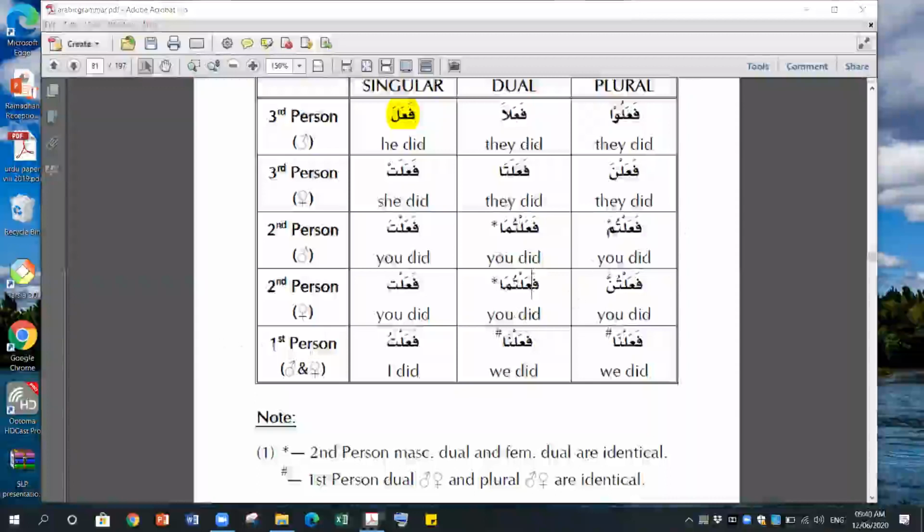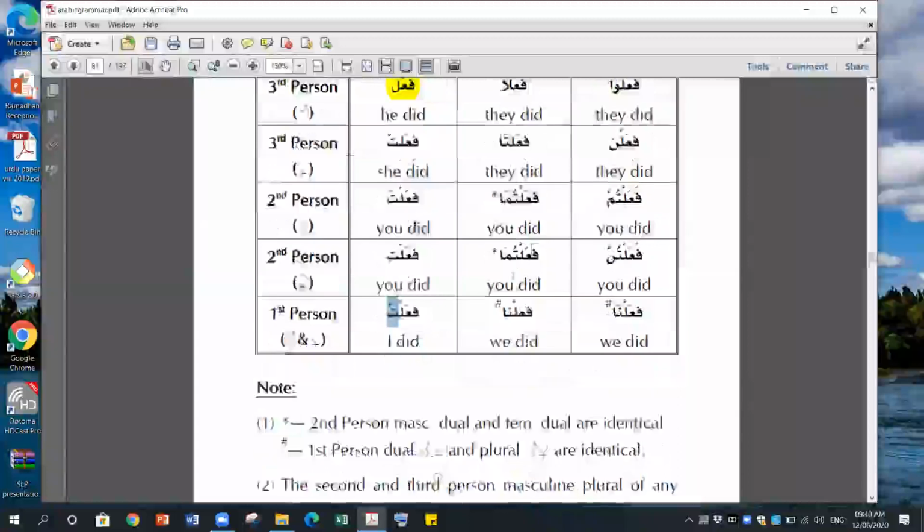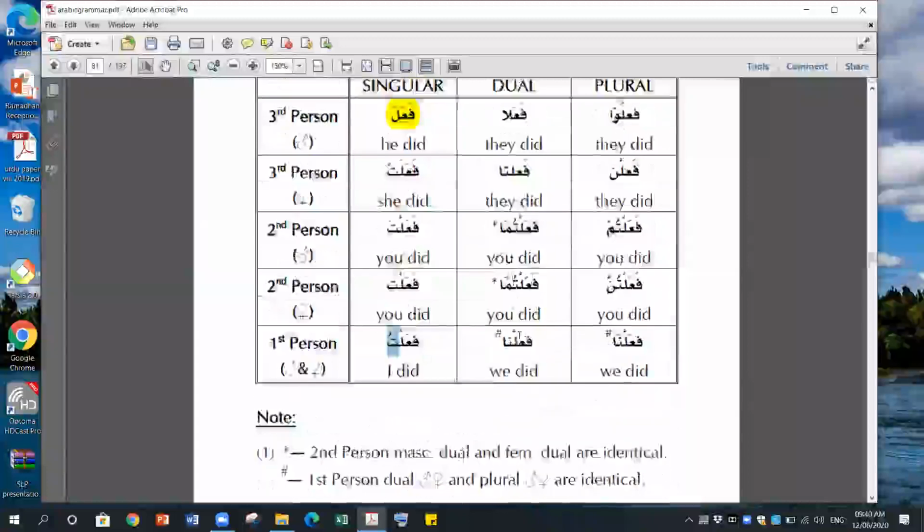The last is the first person pronoun, and that is fa'altu. What is added? Again there is ta, but with dhamma. Fa'altu, I did. Fa'alna is the same for singular, dual or plural. Fa'alna: we both did, we all did.